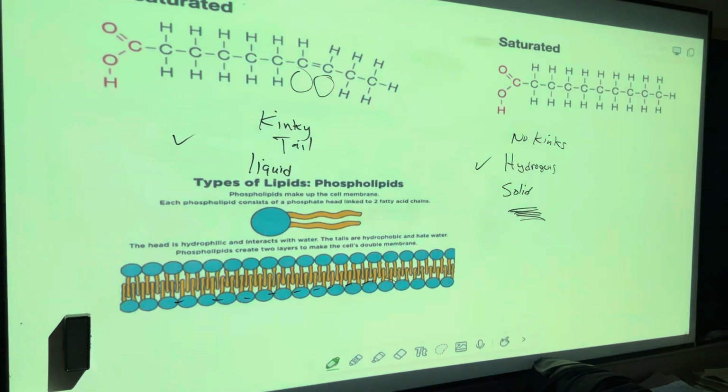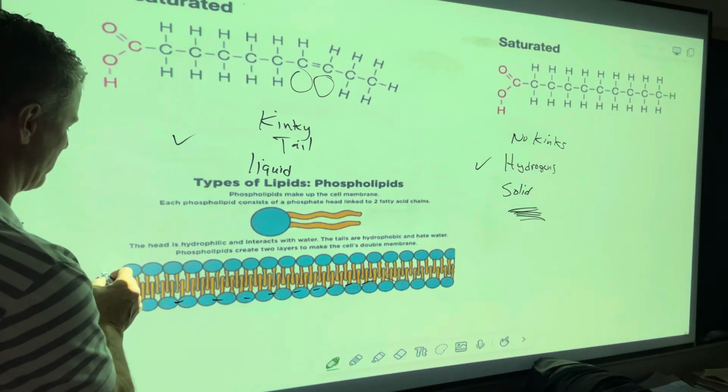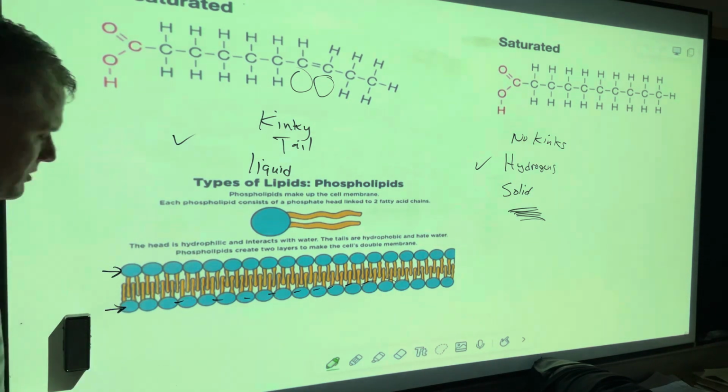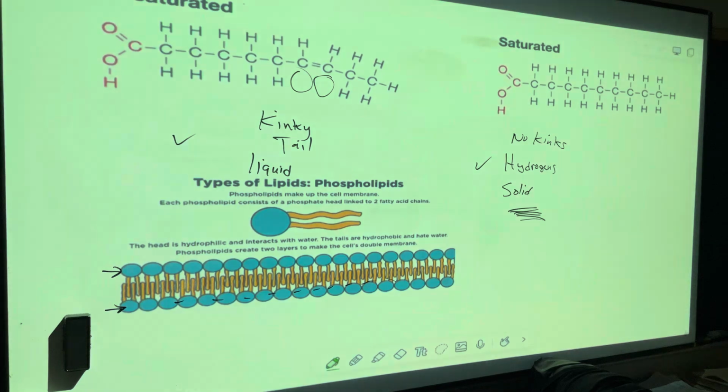Okay? And then phospholipids. These make up our cell membranes. This is our cell membrane. Think about that. Your cell membrane is made out of fats. Very important.